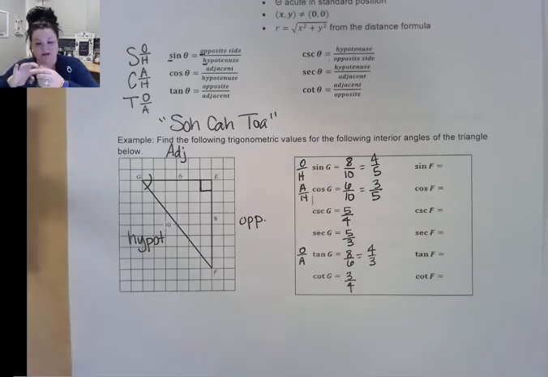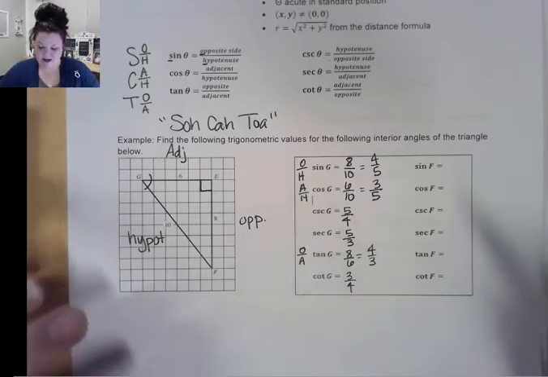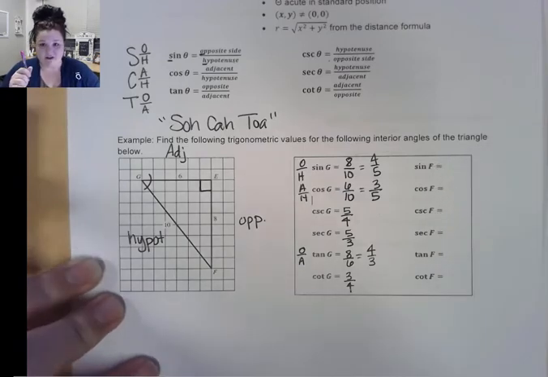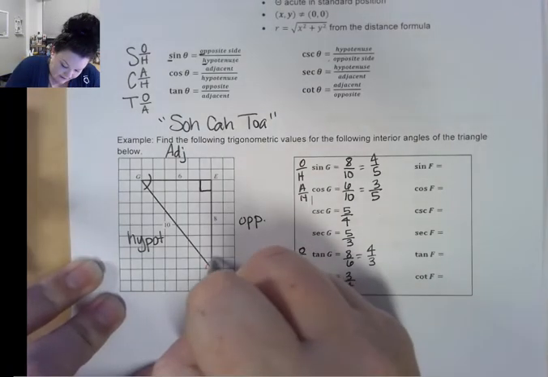But now what we're going to do is find them for more than one angle within that triangle. So now I want to find the trig function values for F. Okay, so I'm going to use a different color pen. So now we're looking at F.